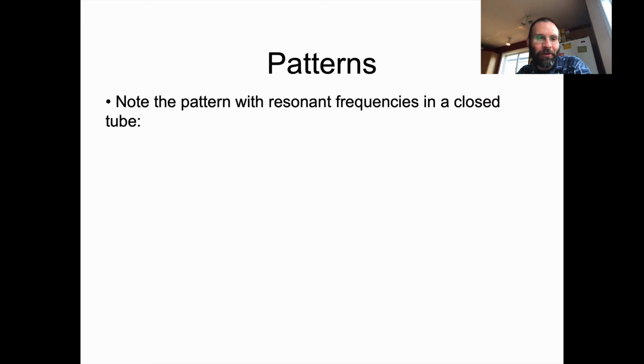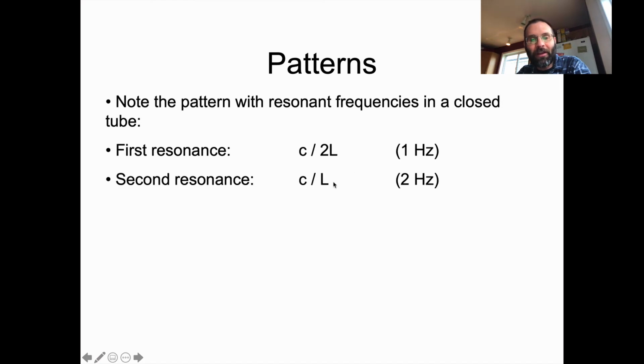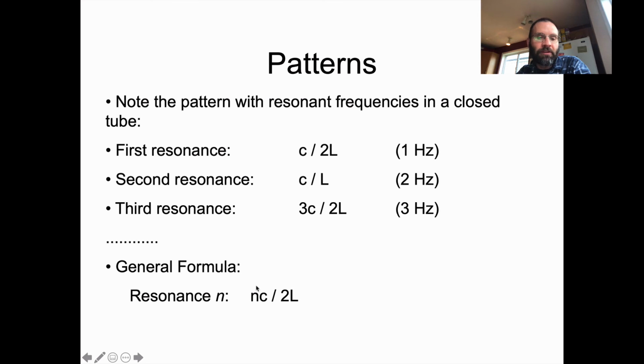Here's the pattern, at least the way we can write it in the most general form. The first resonant frequency is C based on this equation C over 2L, where we substitute 2L for lambda. That winds up being 1 hertz. Second resonant frequency, we substitute L for lambda. We get 2 hertz for the frequency. In the third case, we get 2L over 3 for lambda, and that winds up giving us a resonant frequency of 3 hertz. You can keep going and going, and then you can write this in its general form as N. So for resonance N, where that's just basically your resonant number or your formant number, the value for that frequency is going to be N times C over 2L.